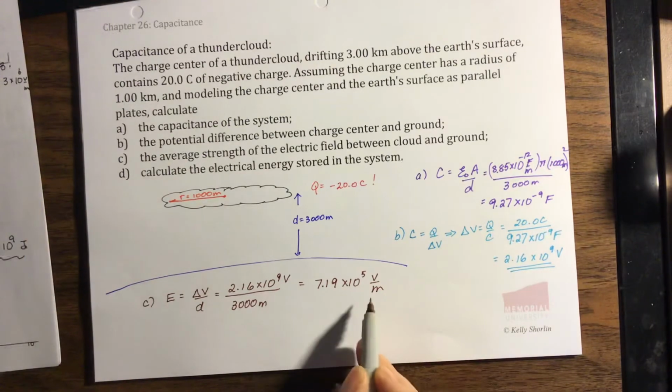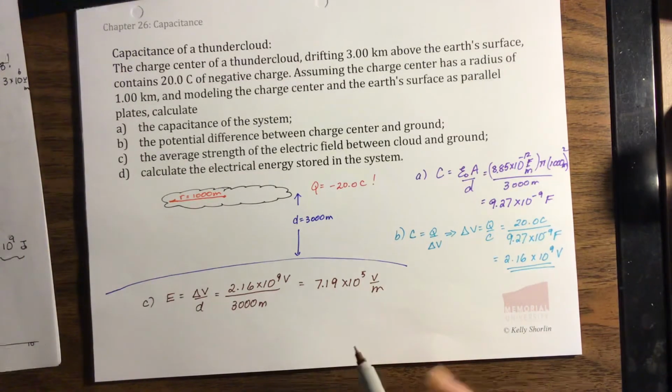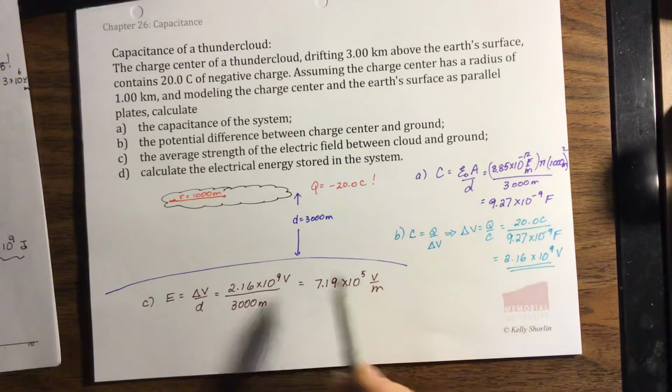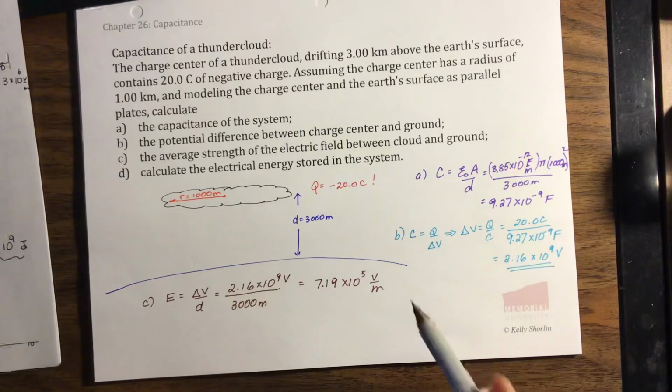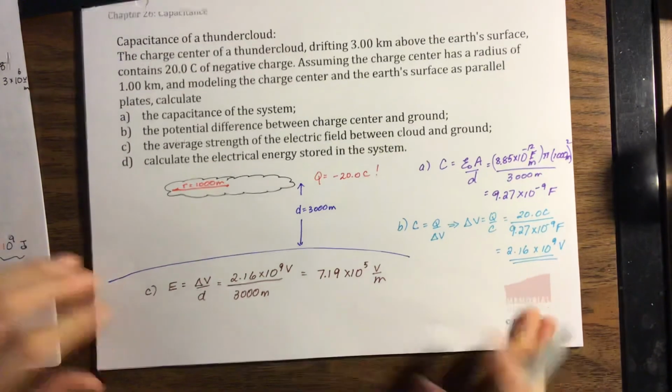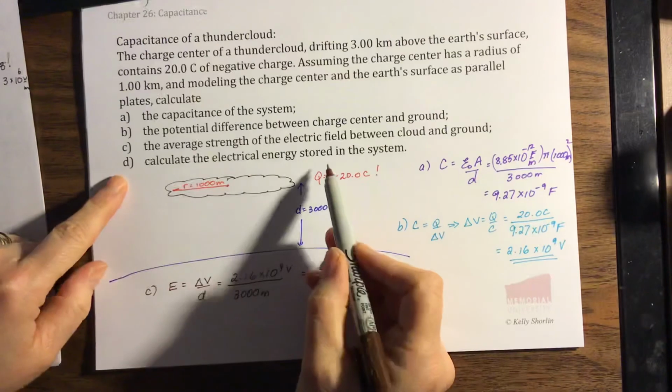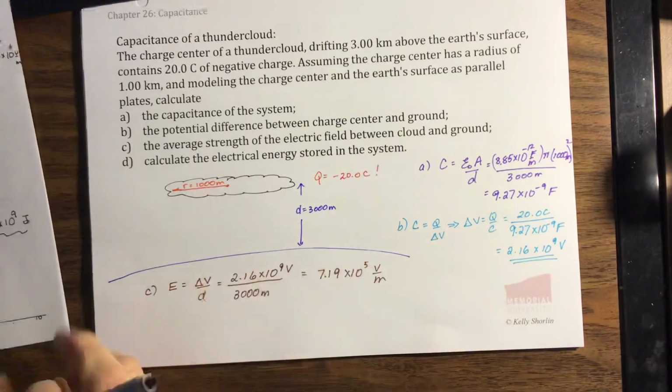This is really close to lightning. We get dielectric breakdown when lightning happens. The current can travel through the air at approximately 3 kilovolts per millimeter, or 3 times 10 to the 6 volts per meter. So if this were happening outside, you'd be getting that prickly feeling that tells you that lightning is on the way. Last, let's calculate the electric energy stored in our system.